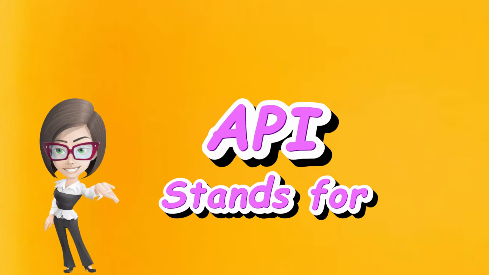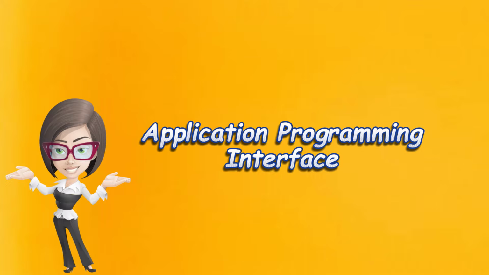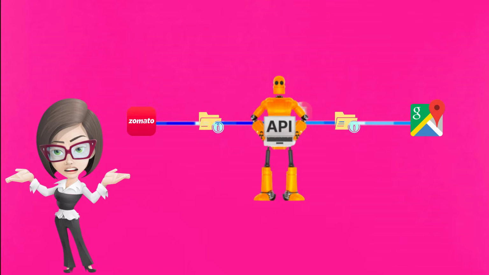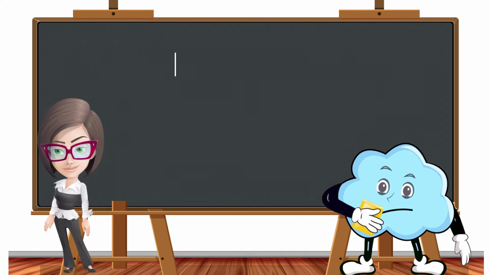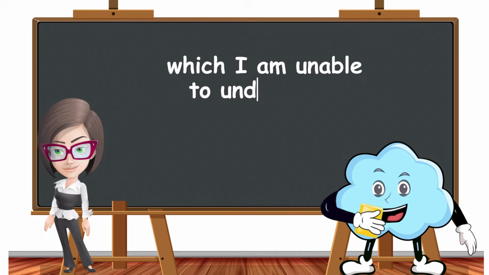Essentially, an API stands for Application Programming Interface, which acts as a middleman that transfers data from one place to another. It helps two applications to communicate with each other. There is a lot of tech jargon around API which I am unable to understand.